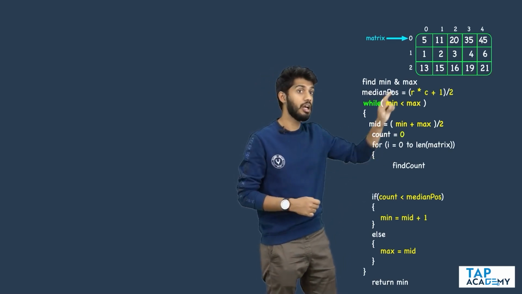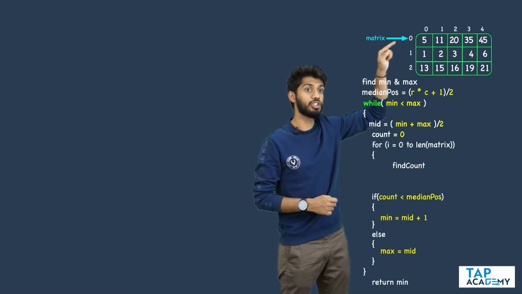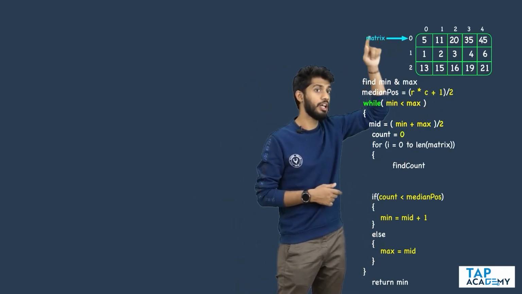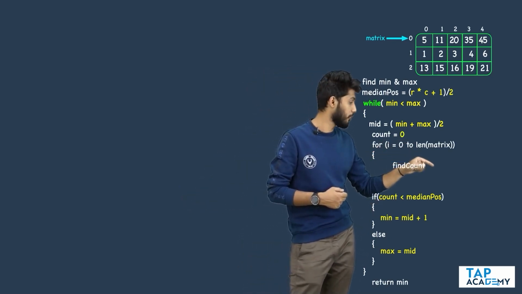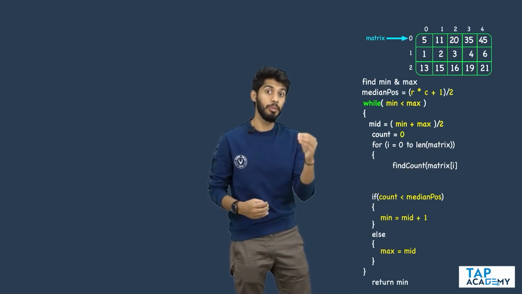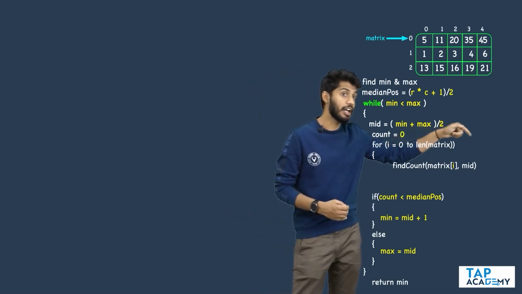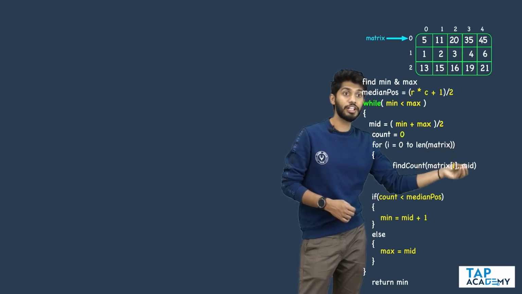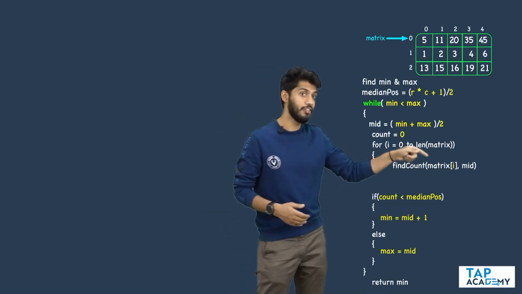In the first case I will pass matrix of 0, which will give you 5, 11, 20, 35 and 45. Next time I'll pass matrix of 1, next time matrix of 2. So basically to the findCount function you are passing matrix of i, and the mid value, so that you know how many elements are less than or equal to the mid value in that particular row. This function will return one value: the count of values less than or equal to mid. I will store that in x.